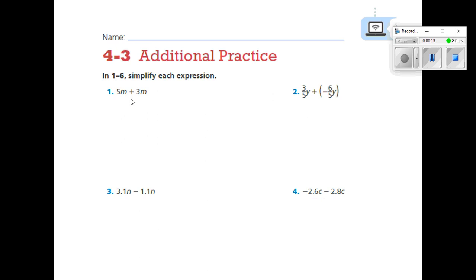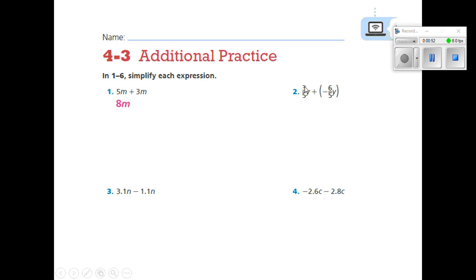So we'll have 8m. Next, we have 2 over 5y plus negative 6 over 5y. They both end in y, so they have the same term. And we remember our rule for combining rational numbers that are fractions, that if the denominator is the same, we can add the numerator. Well, this is 3 plus negative 6. Plus negative 6 is a positive times a negative, which makes a negative. So this is really 3 minus 6.